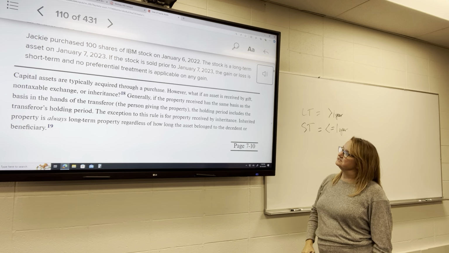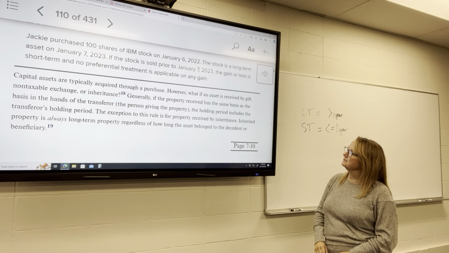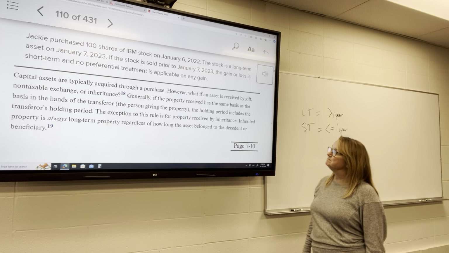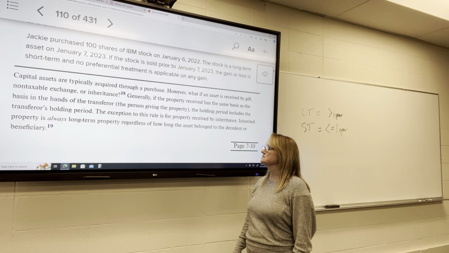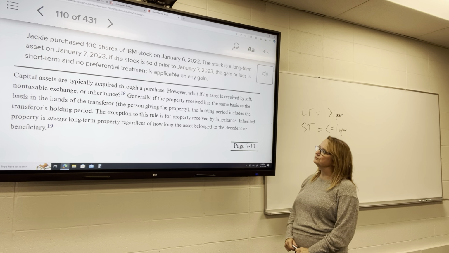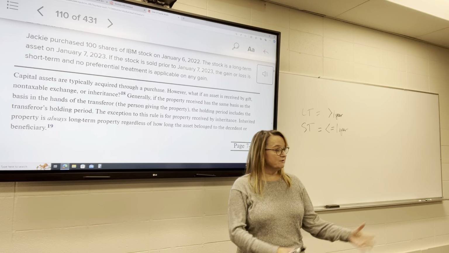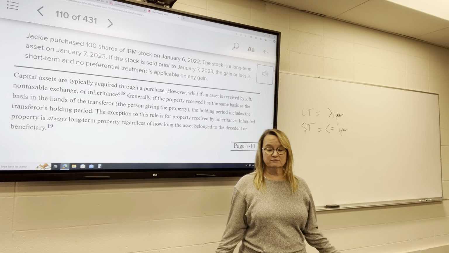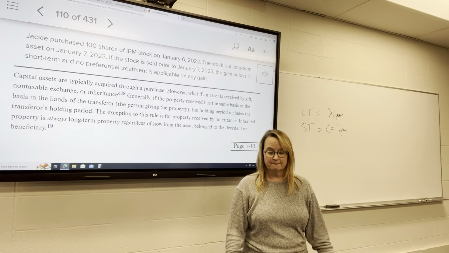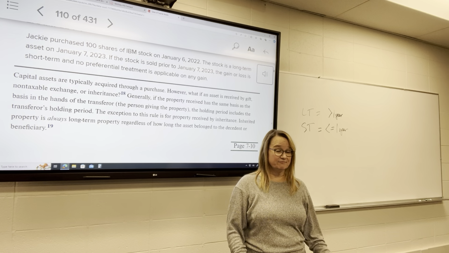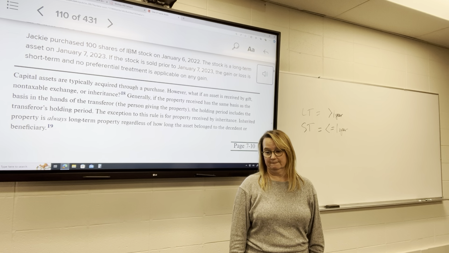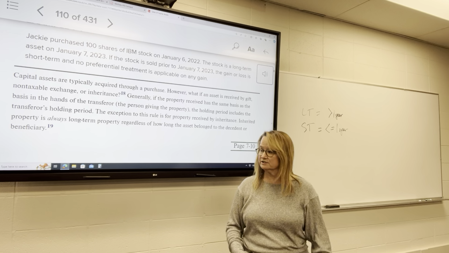So what if an asset is received by gift, non-taxable exchange, or an inheritance? If the property received has the same basis as the basis in the hands of the transferor, so if it's a gift, the holding period will include the transferor's holding period. So everything just transfers over. Grandma gives you 100 shares of IBM that she bought in 1974. Well, you're going to get her 1974 basis, but you're also going to get her 1974 holding period. Okay, so it all transfers over.